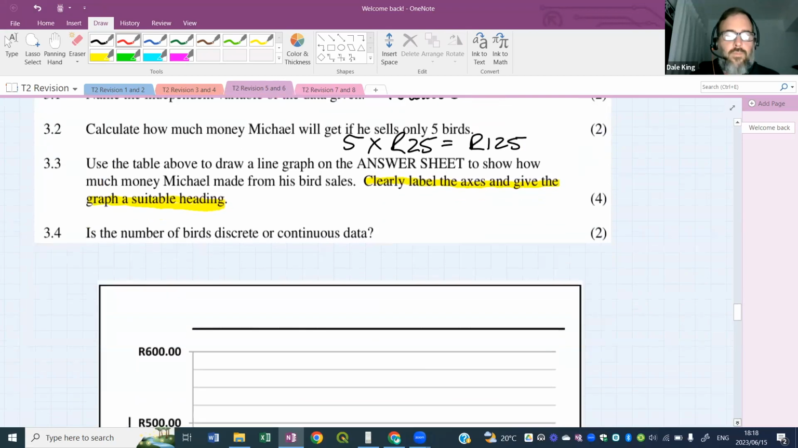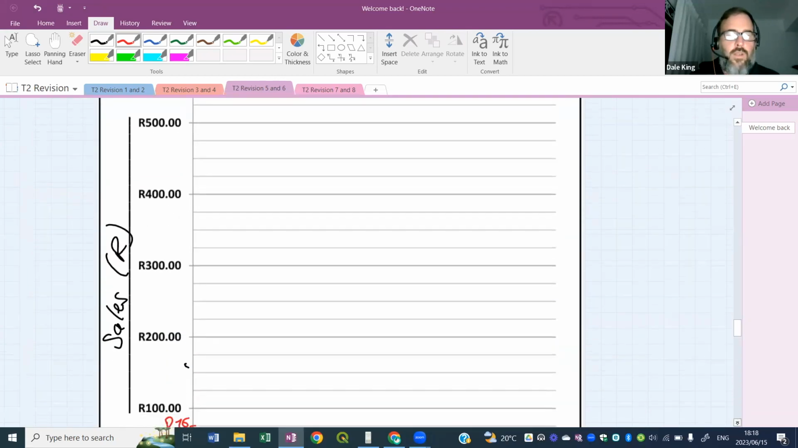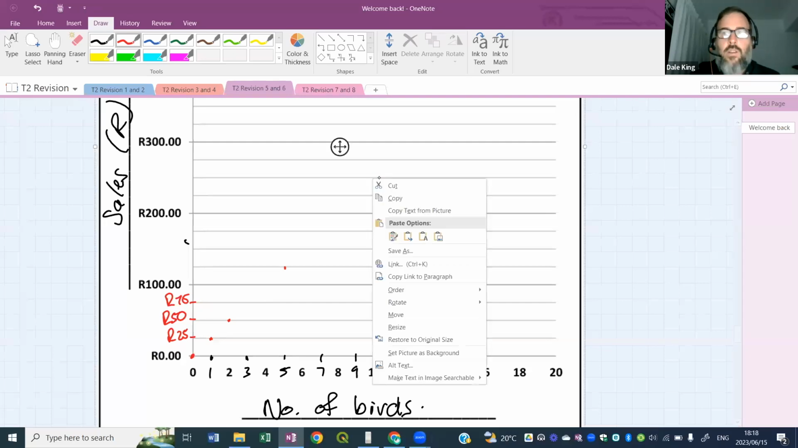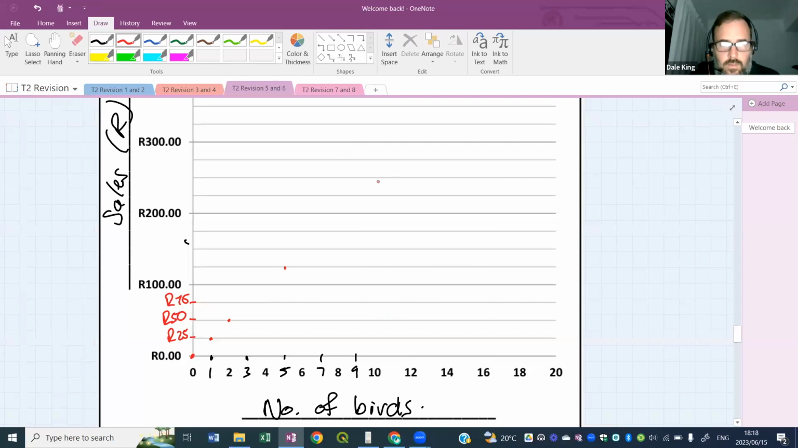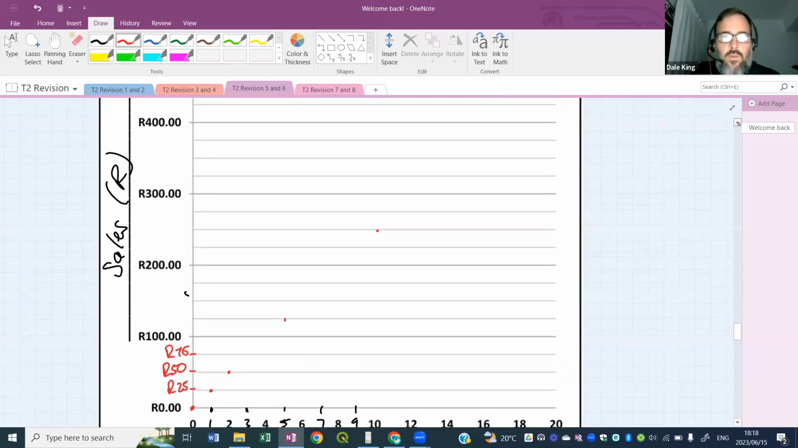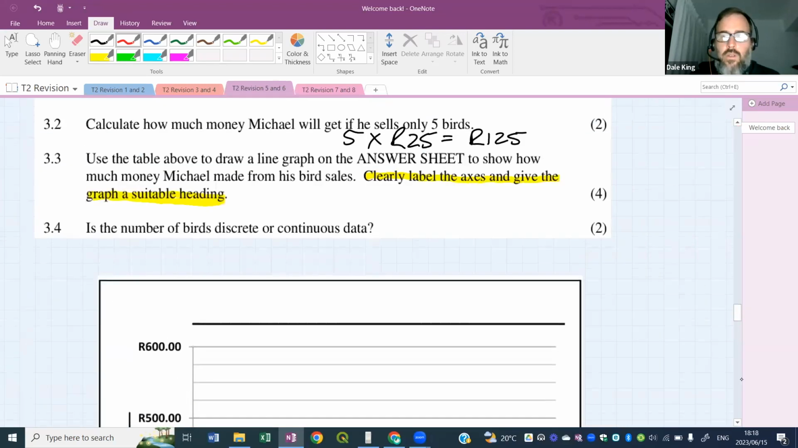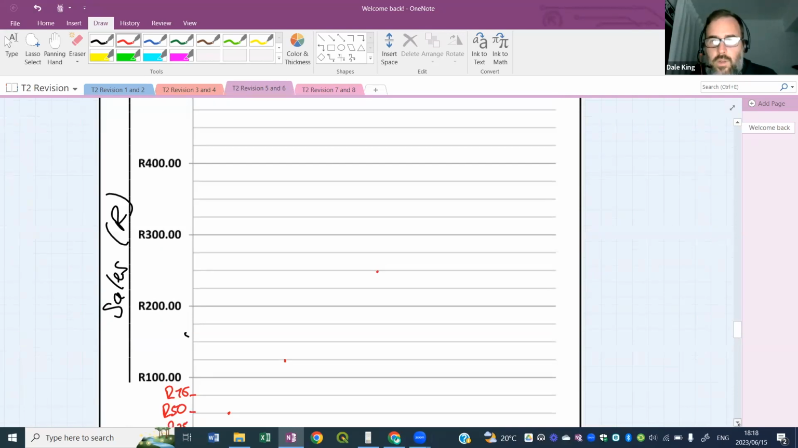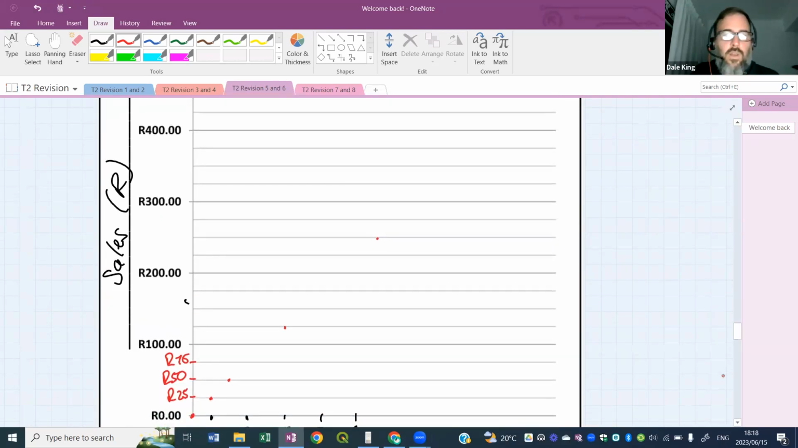Okay. So for 5, we worked out that it's 125, which will be up here. For 10, it'll be 250, which is about here. I'm trying to be as accurate as possible. There. And then for 20, it will be 500, which is way up here. So it'll be here, and I need to see the 20 and the 500. In fact, I won't even do it. I'll just leave it out for now.